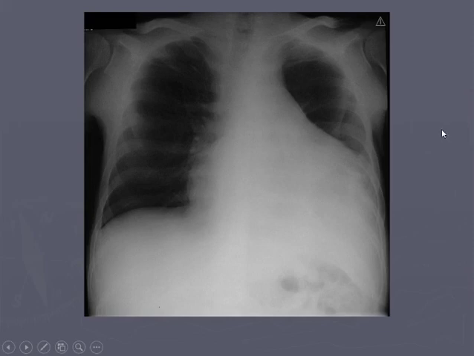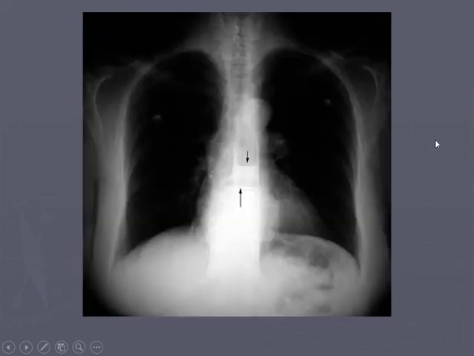And not quite sure what this one was. I believe this is a pericardial effusion. You see this super enlarged heart shadow, very large, not just cardiomegaly. I would say this is high likelihood of a pericardial effusion.